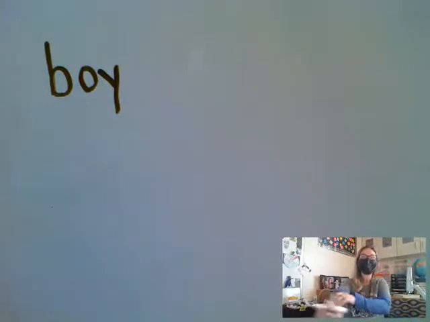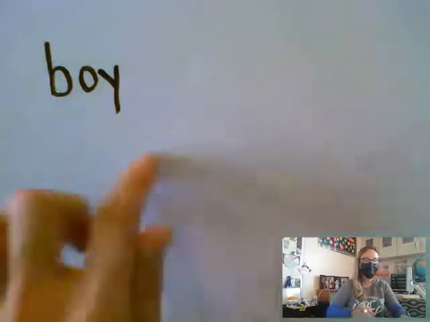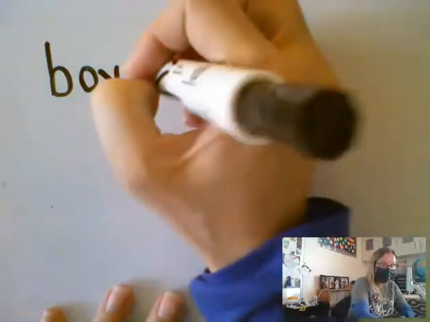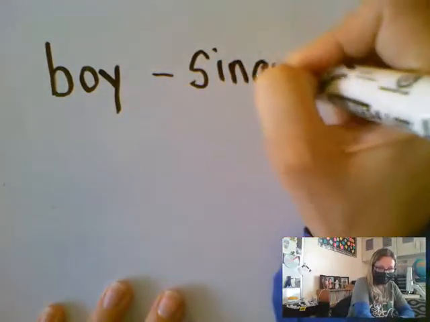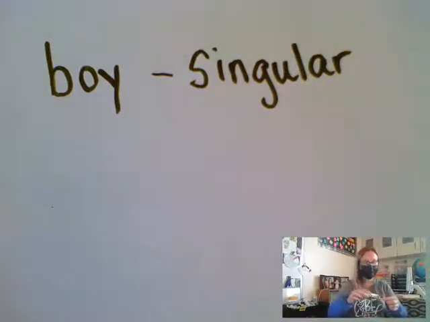Thank you. Now, if Beckett were playing on the playground and Austin and Chase came to join him, now there's not just a boy. There's more than one. So there is a letter that I can add to the word boy to show more than one. So boy on its own is what we call singular. What letter could I add to the word boy to show more than one?